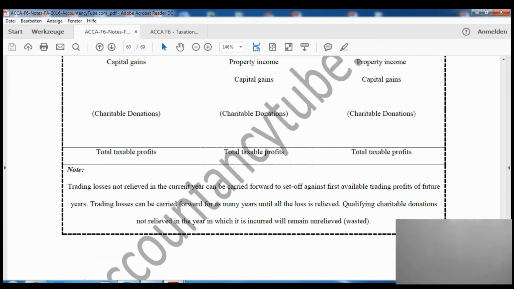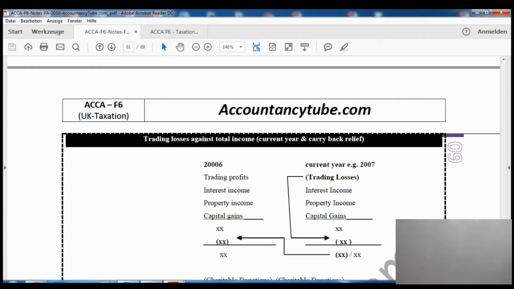And on the next page, it says trading loss against total income in the current year and carry back relief. The previous one was that we can carry forward to set off against the trading profit of the future year, whereas this one says you can set off against total income, whichever income we want. If we again assume that our current year is 2007, and you have a loss here, you can set off the loss against the total income of the current year and the total income of the previous year. Total income means every income, capital income, property income, and whichever.